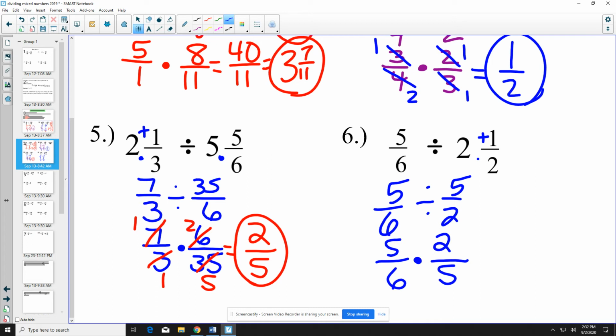Do you see any? Yes, you can cancel your 5s. 5 goes into 5 once. 5 goes into 5 once. Any more cancellation? 2 and 6. 2 goes into 2 once. 2 goes into 6, 3. Then when you multiply across, you should be getting a 1/3.